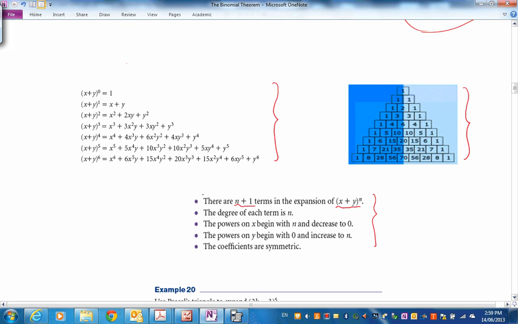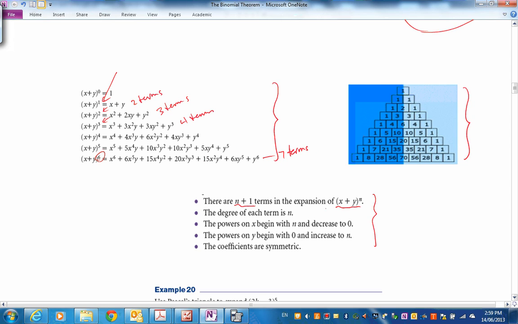What does that mean? Well, here, if the power is 1, you'll have 2 terms. 1 more, if the power is 2, there'll be 3 terms. If the power is 3, there'll be 4 terms, and so on. So down to the power of 6, there are actually 7 terms here.